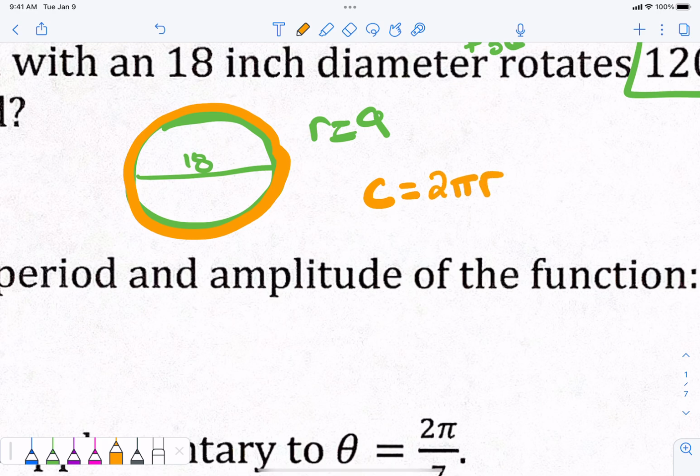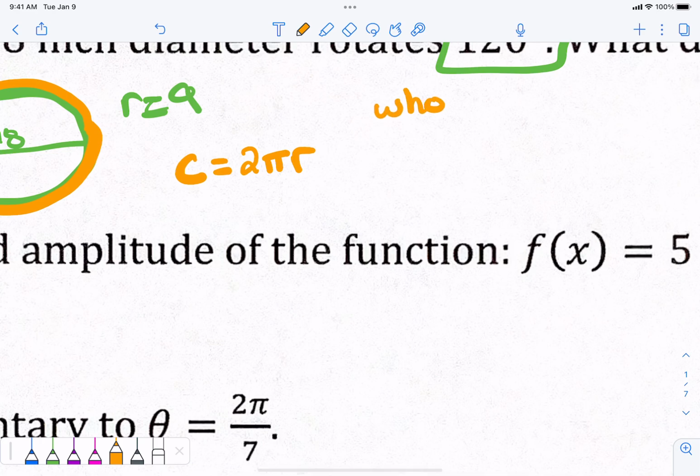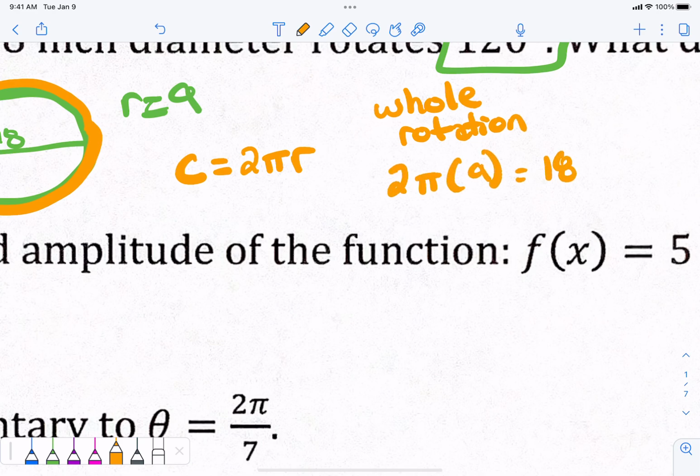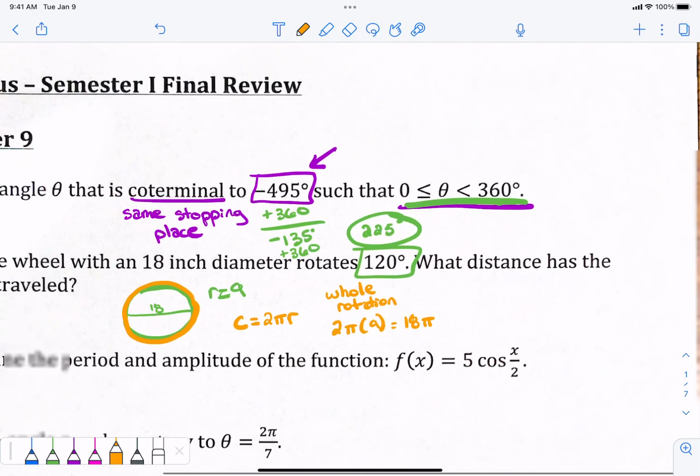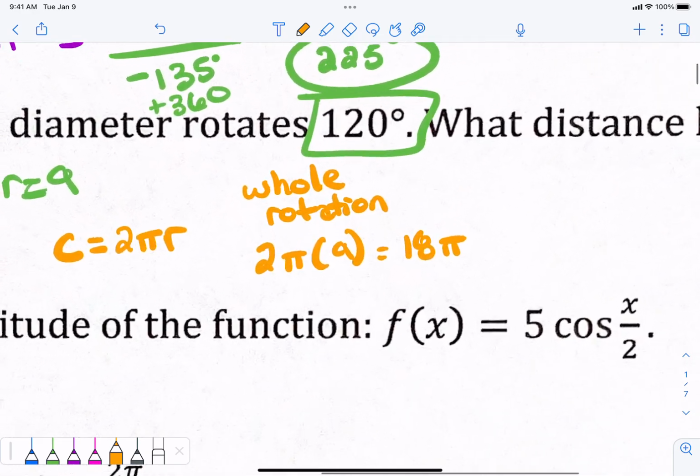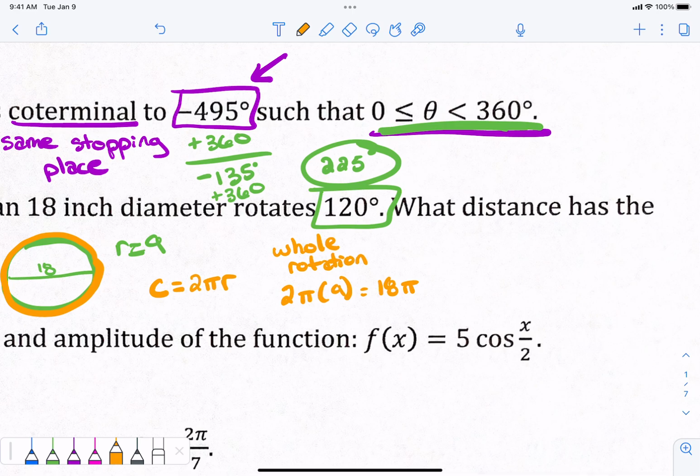Write that down. That's important. If the bike would do one whole rotation, it will travel 2 times pi times 9, which is 18 pi inches. But I don't want one full rotation. I want 120 degrees, which is a third of it. I only want this much. So times 120 over 360.